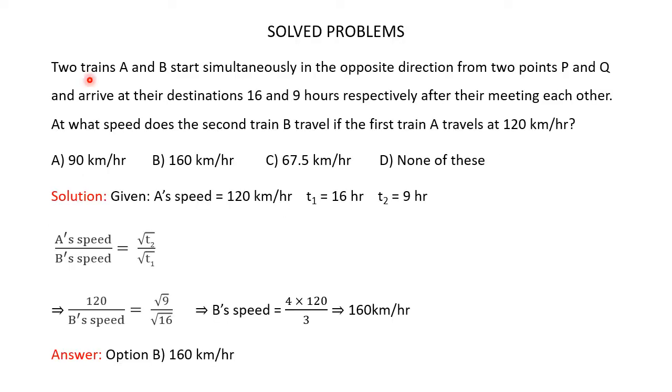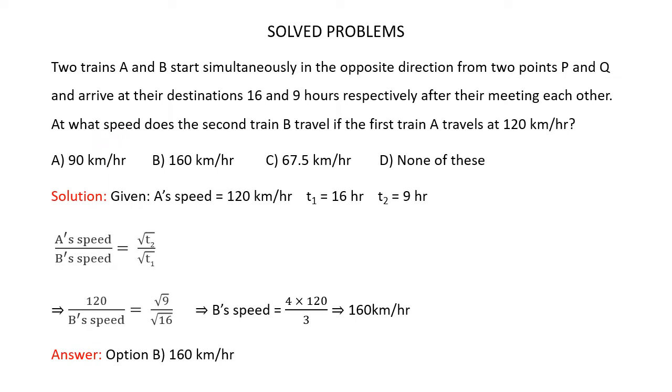Two trains A and B start simultaneously in opposite directions from 2 points P and Q and arrive at their destinations 16 and 9 hours respectively after meeting each other. At what speed does the second train B travel if the first train A travels at 120 kilometers per hour? So here you are given four options and you have to find out which of these options is the correct one. So here you are asked to find the speed of the second train B.